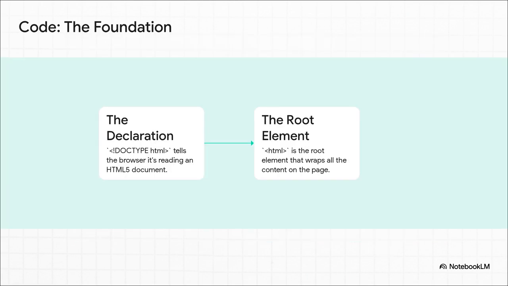So every HTML page starts with this foundation. That very first line, doctype HTML, is just a declaration. It's like shouting to the browser, hey, get ready, a modern HTML5 document is coming your way. And right after that, the HTML tag acts as the main container for the entire page. Everything else is going to be nested inside of this.